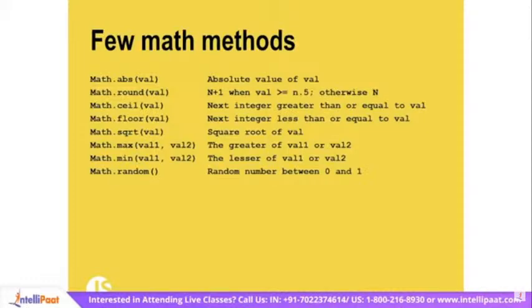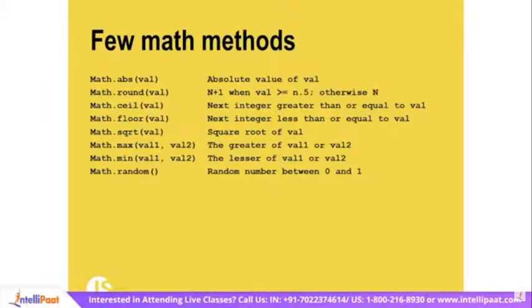But if these are computed, then you need a method to do it. So that's where this math.max does exist, and then math.min. The min again gives you the minimum value out of these two. Then we have math.random. It generates a random number between 0 and 1.